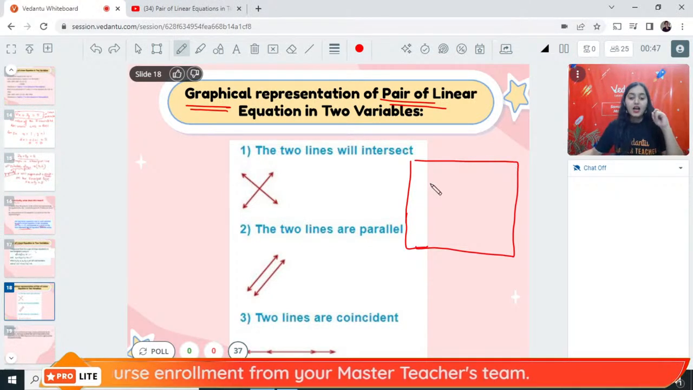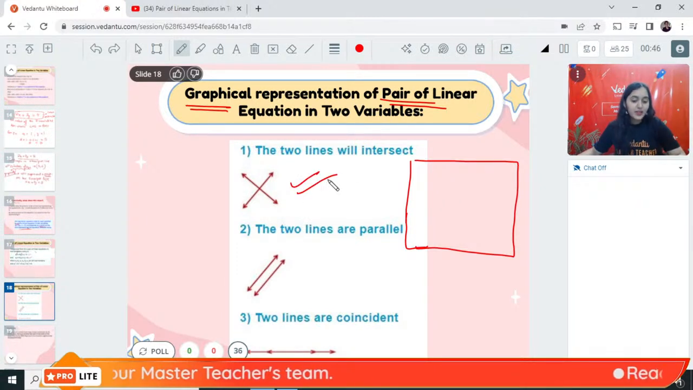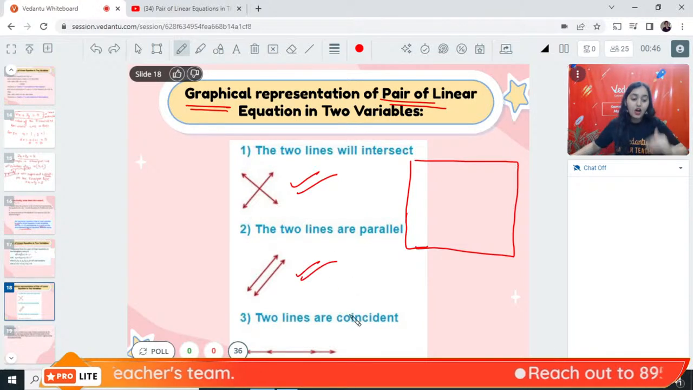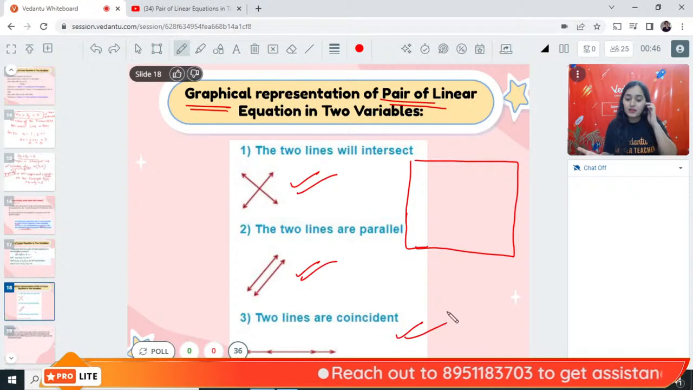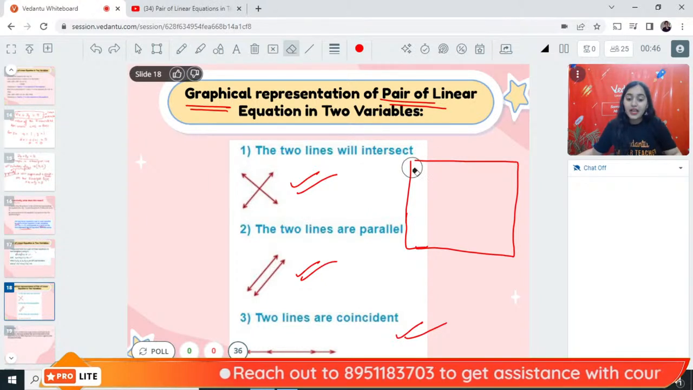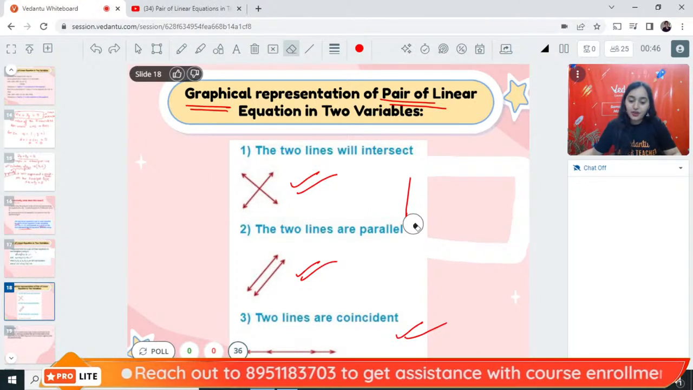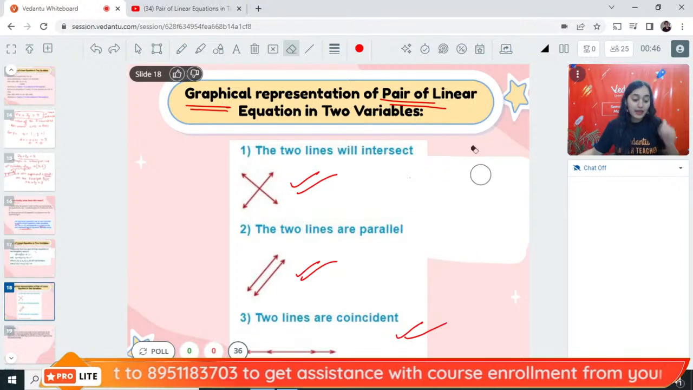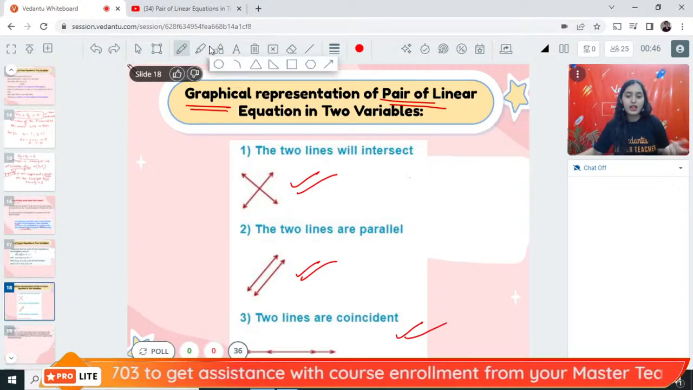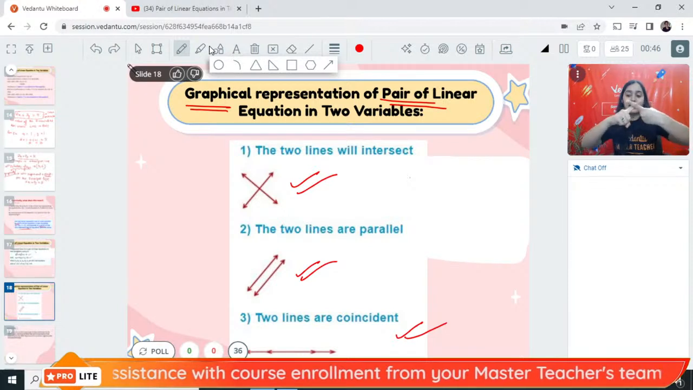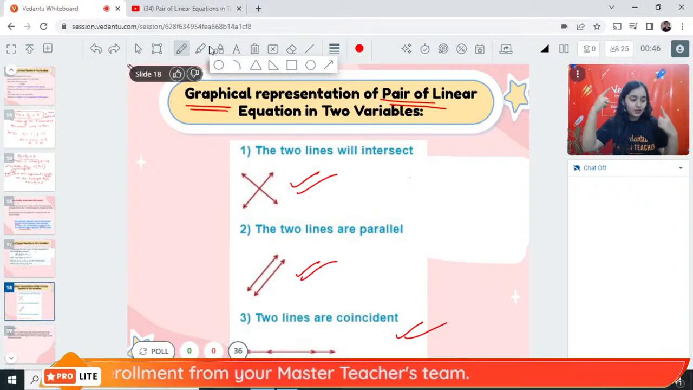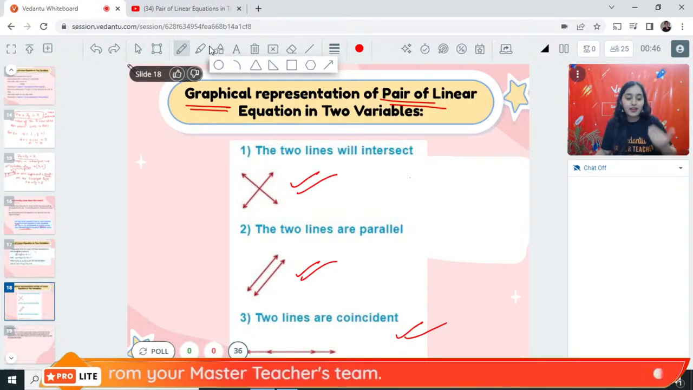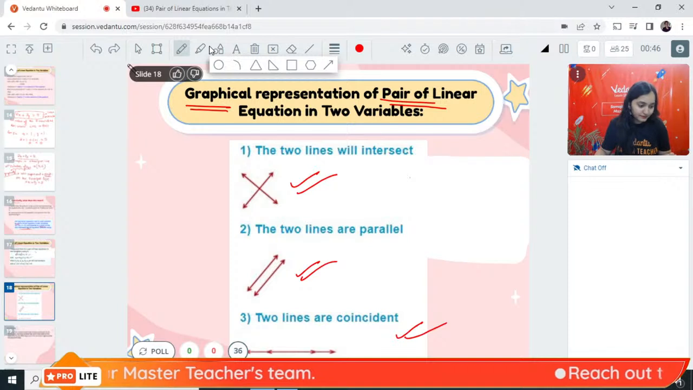Okay. Now, if we have two lines, either the lines can intersect, or the lines can be parallel, or the lines will be coincident. Is there any other criteria possible? Any other condition possible? Anything else possible? If you have a linear equation, pair of linear equation, not possible. If I have two lines, they will intersect, they will be parallel, or they will be coincident. There is no other direction or method possible, right?